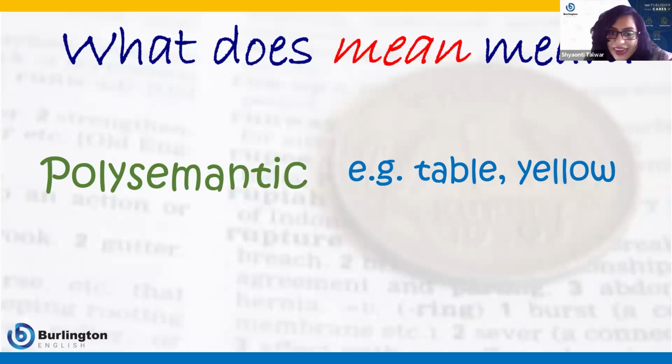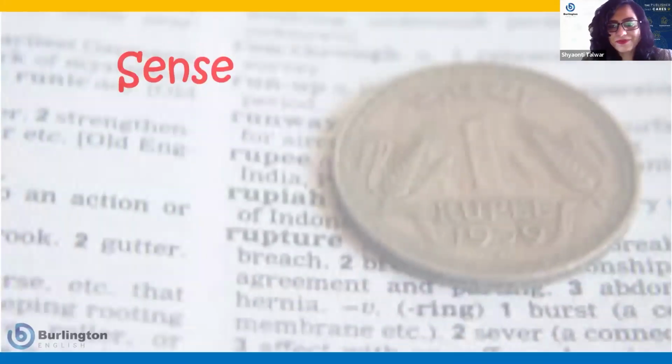And when that happens, for example, I table this bill, or she sat at the table, sometimes it can be a piece of furniture, sometimes it can be a verb, an action word, right? So whenever there are several meanings associated with words, it's polysemantic, which means multiple meanings.